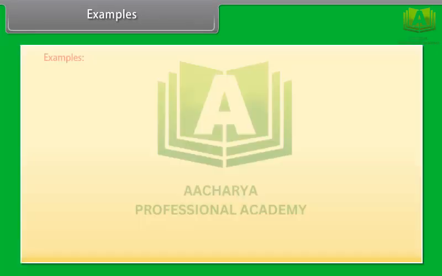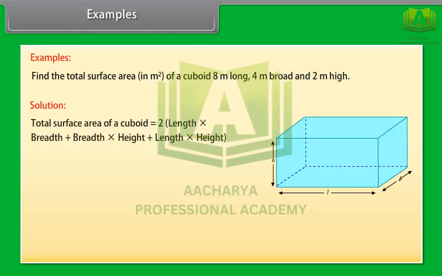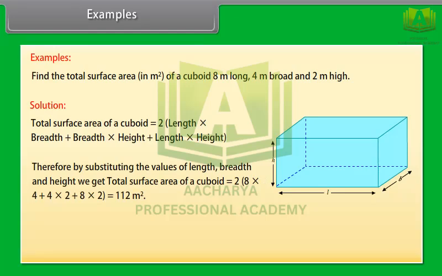Example. Let us solve some examples now. Find the total surface area in meters square of a cuboid 8 meter long, 4 meter broad, and 2 meter high. Solution. We know that the total surface area of a cuboid is equal to 2 into (length into breadth plus breadth into height plus length into height). Therefore, by substituting the values of length, breadth, and height, we get total surface area of the cuboid equal to 2 into (8 into 4 plus 4 into 2 plus 8 into 2), which is equal to 112 meters square.